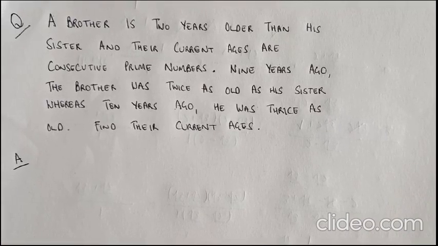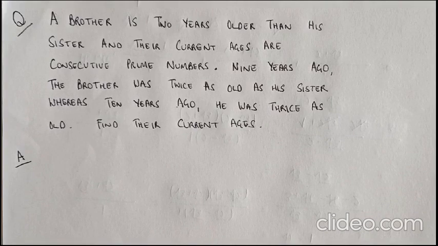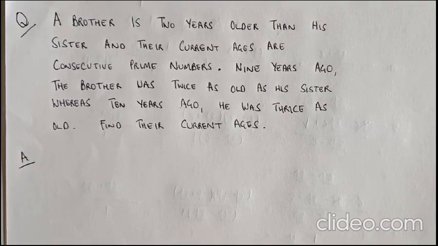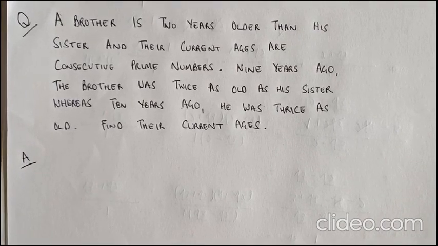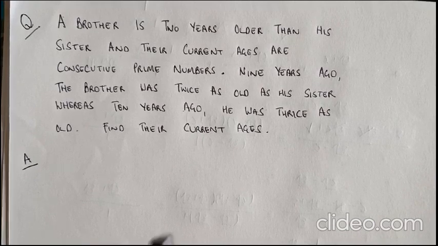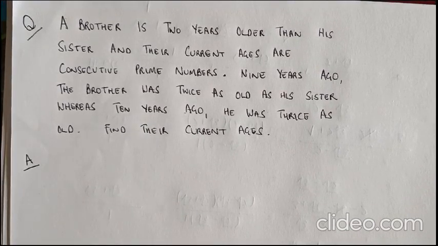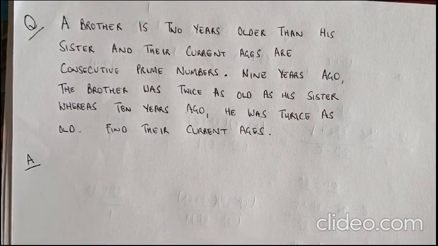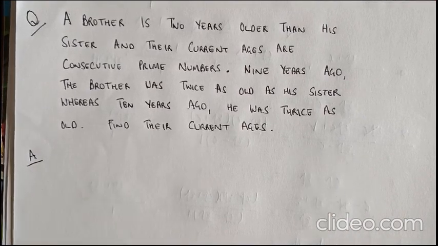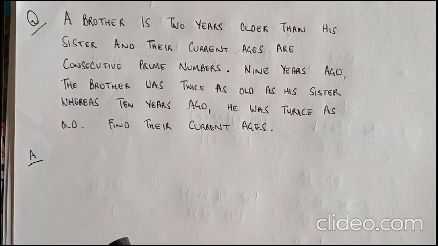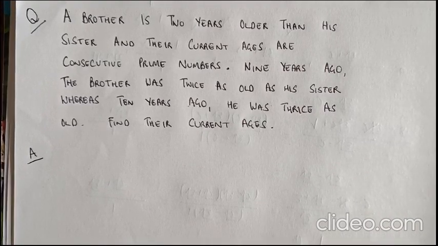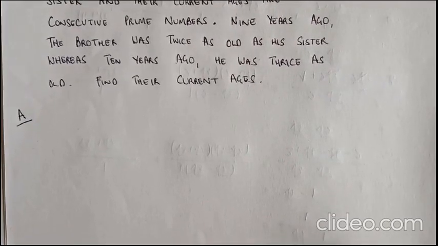Okay, so in a second question, this is something that we see in a lot of maths problems coming in Olympiads and also in your school exams, right? So it is both logical as well as something that we can solve using algebra. A brother is 2 years older than his sister, and their current ages are consecutive prime numbers. 9 years ago, the brother was twice as old as his sister, whereas 10 years ago, he was thrice as old. Find their current ages. So, what do we do here?